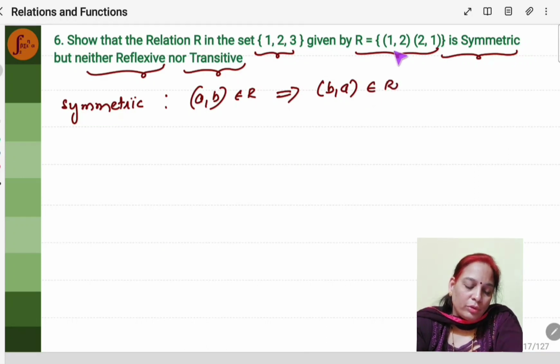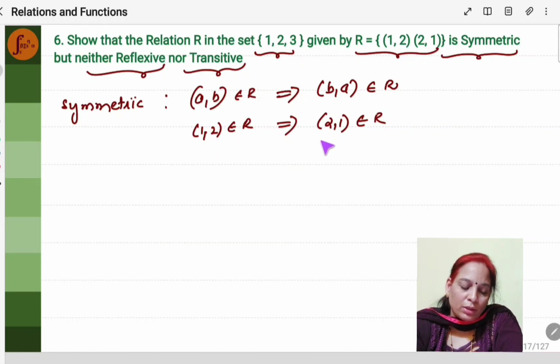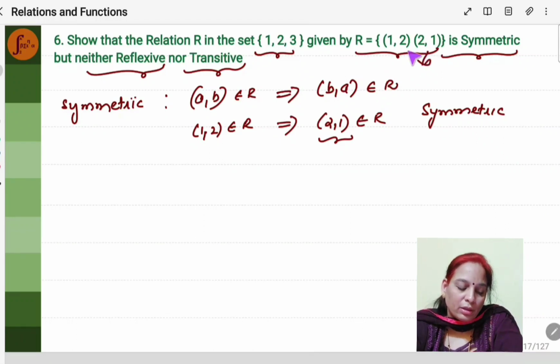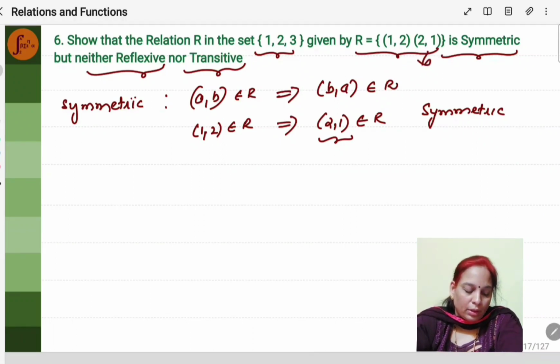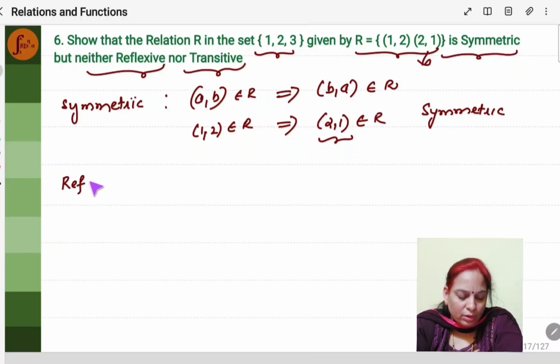So here if you see, you have 1 comma 2. Take the first ordered pair, 1 comma 2, it belongs to R. Does it imply that 2 comma 1 belongs to R? If 1 comma 2 belongs to R, the reverse combination 2 comma 1 should belong to R. So 2 comma 1 is here. Therefore it is symmetric. You have only 2 ordered pairs here and we checked both. Now we'll have to check that it is not reflexive.